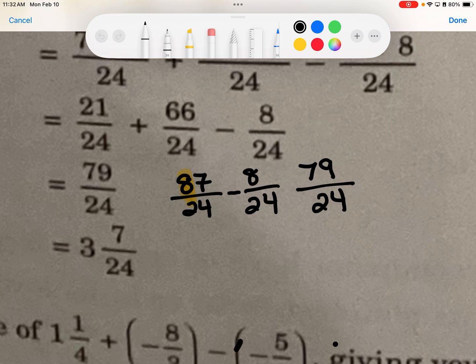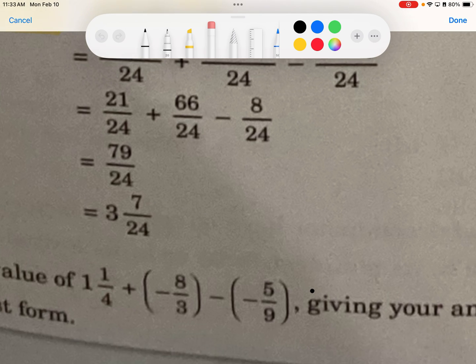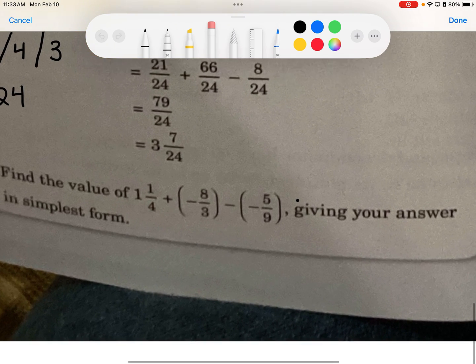So 79 minus 72, the 3 wholes. We're going to get 7/24. So we have 3 and 7/24. All right, let's work on this one together.